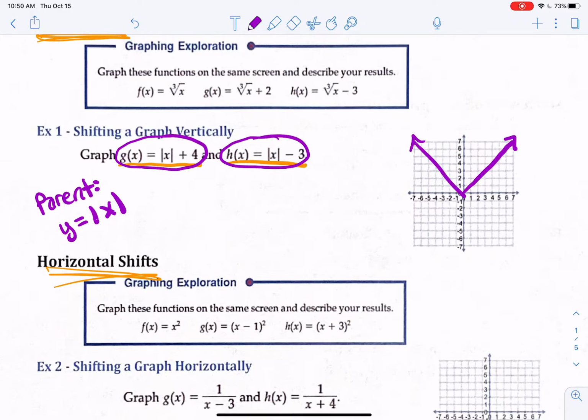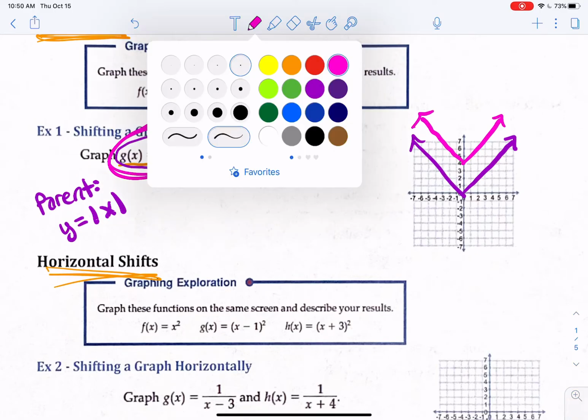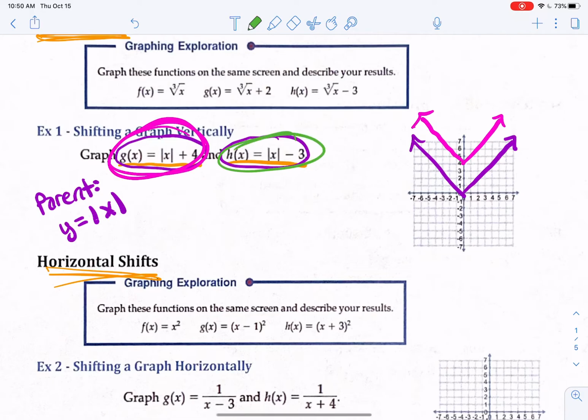Okay, then I need to identify, I'm going to do this in a different color, what the plus 4 is doing. Plus 4 is just vertically shifting it up 4. It's not going to change how wide or how narrow it is. So that's my up 4. And then I'll do this one in green. Minus 3 is just going to shift it down 3. Okay, so that's what those rules are doing. It helps to use different colors, but you don't necessarily have to.